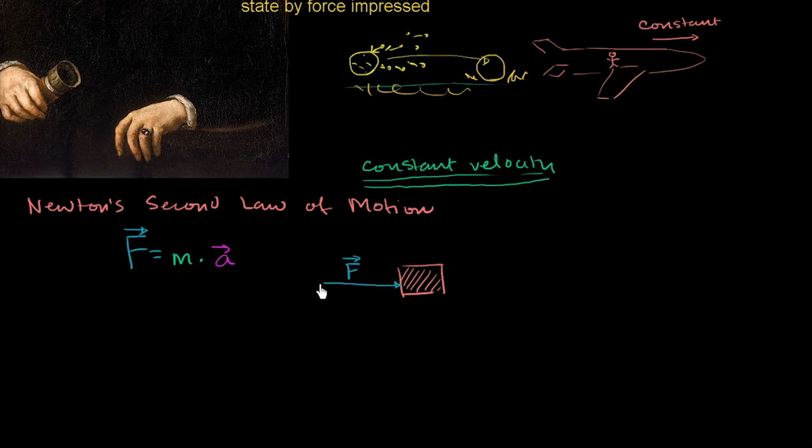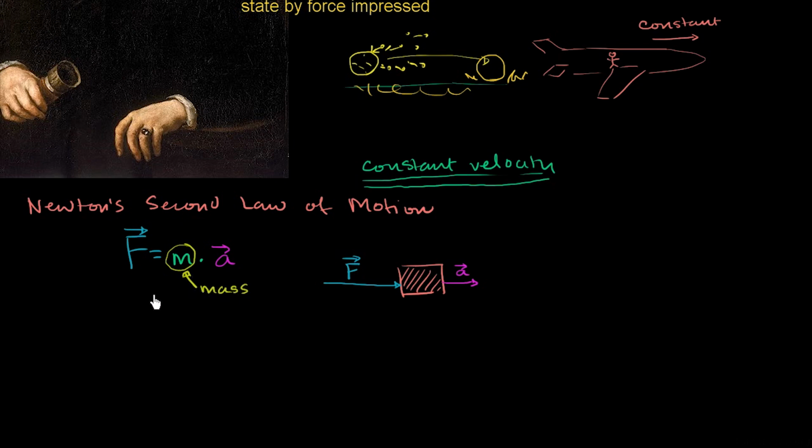But if you have a net force applied to one side of this object, then you're going to have a net acceleration going in the same direction. And what Newton's second law of motion tells us is that acceleration is proportional to the force applied, or the force applied is proportional to that acceleration. And the constant of proportionality, or what you have to multiply the acceleration by to get the force, or what you have to divide the force by to get the acceleration, is called mass. That is an object's mass.